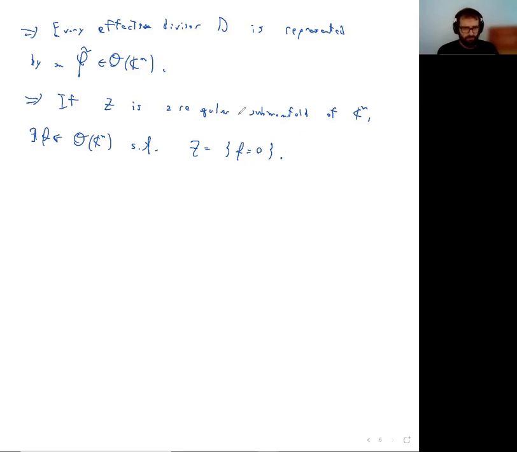So I believe this is also an interesting result, because a regular submanifold is something which locally is the zero set of holomorphic functions. And now we get that in Cn, at least, it is globally the zero set of a holomorphic function, which actually helps a lot in many cases.